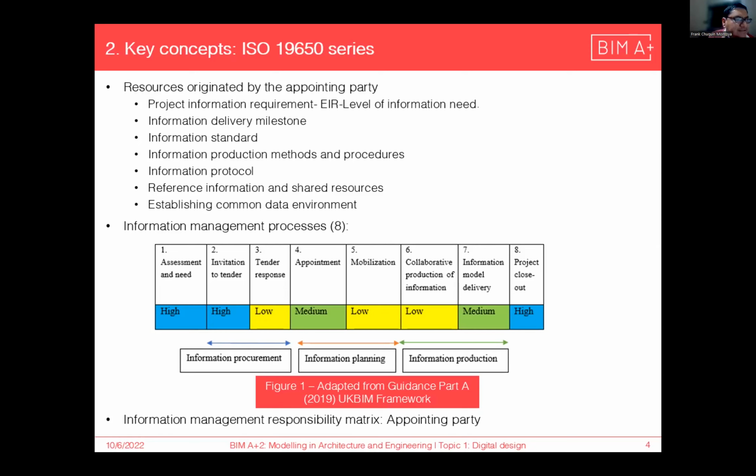Besides, the ISO describes the information management process, which is comprised of 8 processes: assessment and need, invitation to tender, tender response, appointment, mobilization, collaborative production of information, delivery, and project closeout.